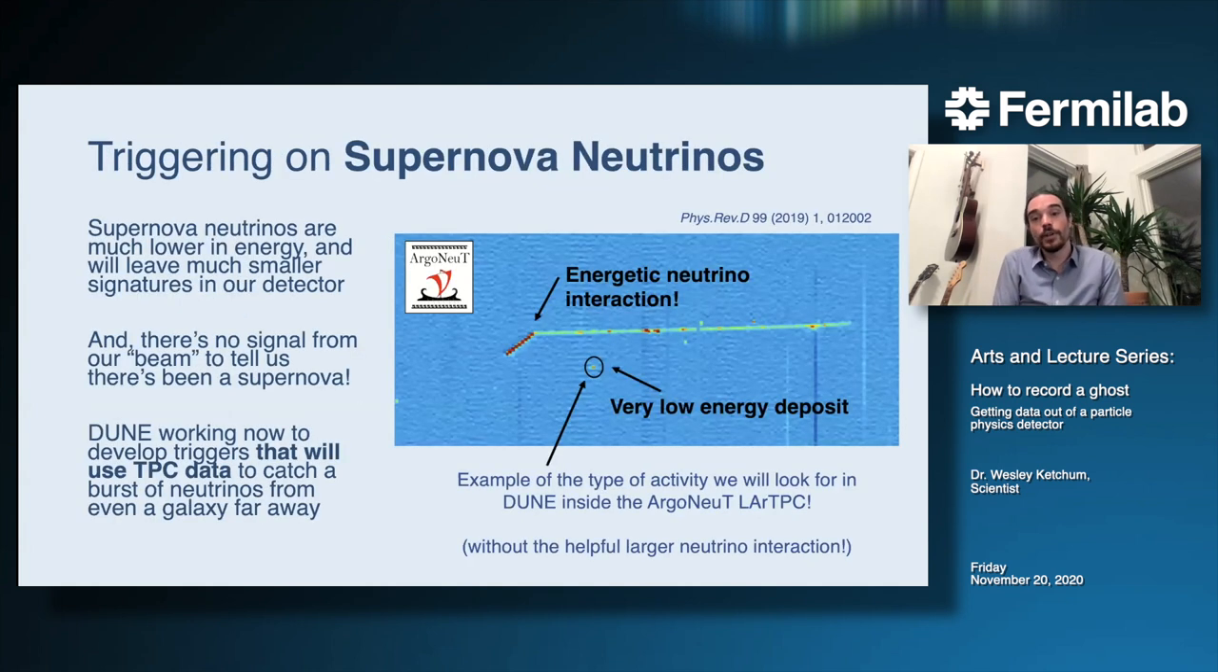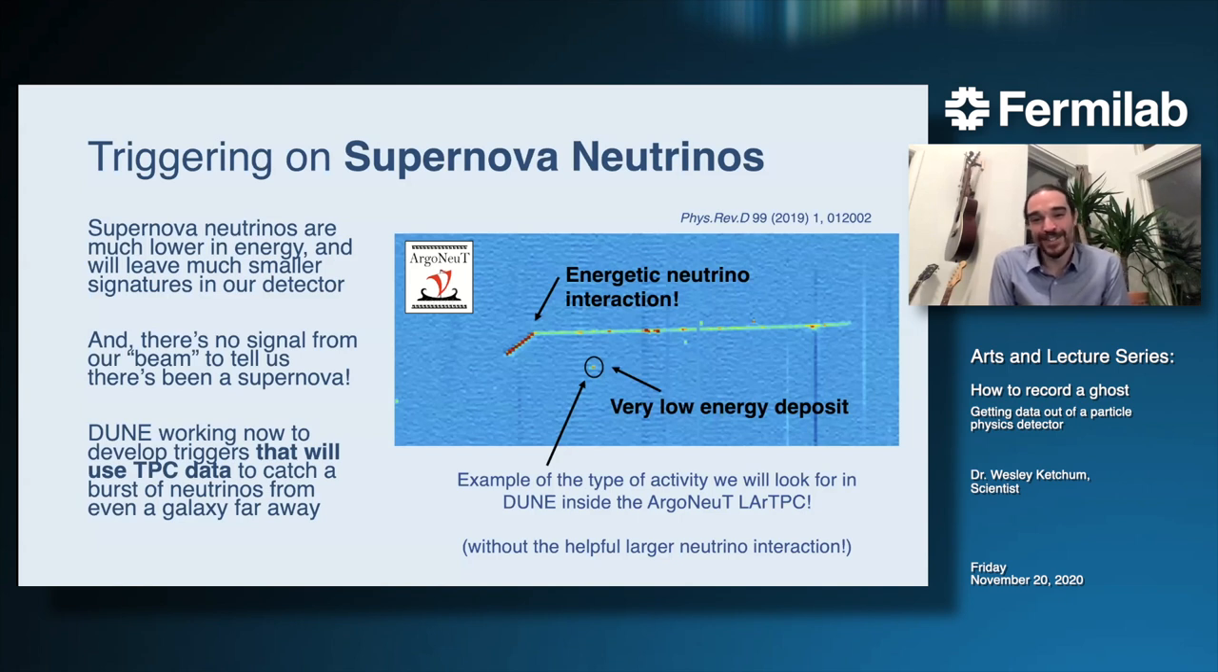But triggering for supernova neutrinos, if you think about it, is actually going to be rather difficult. So one, the supernova neutrinos are much lower in energy, and so they leave much smaller signatures in the detector. But even more importantly, you remember from before, one of our key points of triggering for MicroBooNE was using the beam: we had a neutrino beam and we know when the beam hit. We don't know when a supernova might go off.